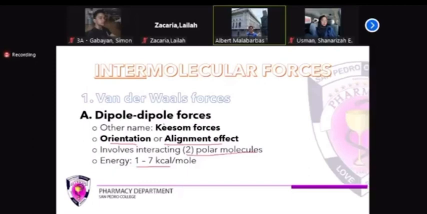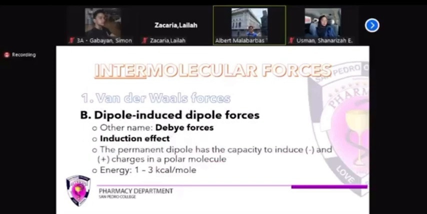Next, after dipole-dipole, we have the dipole-induced dipole. It's also known as your Debye forces or the induction effect. It's the attraction between a polar and a non-polar molecule. The energy is around 1 to 3 kcal per mole.